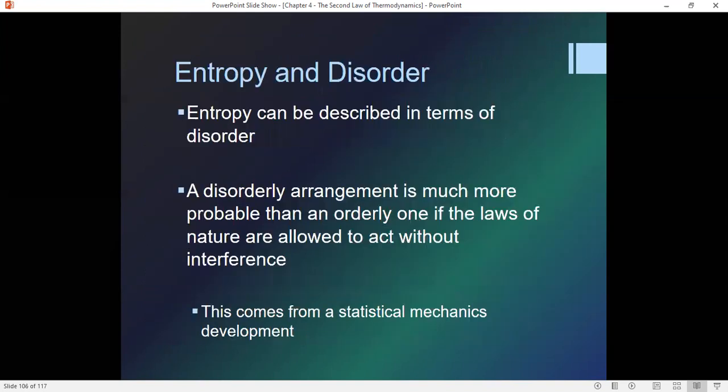Again, sometimes entropy can be described in terms of disorder. I like to think of it as, much closer to the concept, entropy is a measure of how much energy is unavailable to do work. That's the best way of thinking about it.